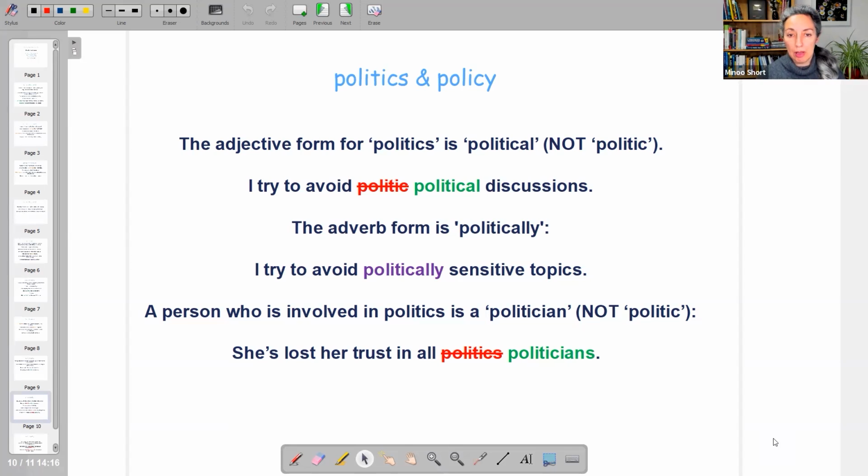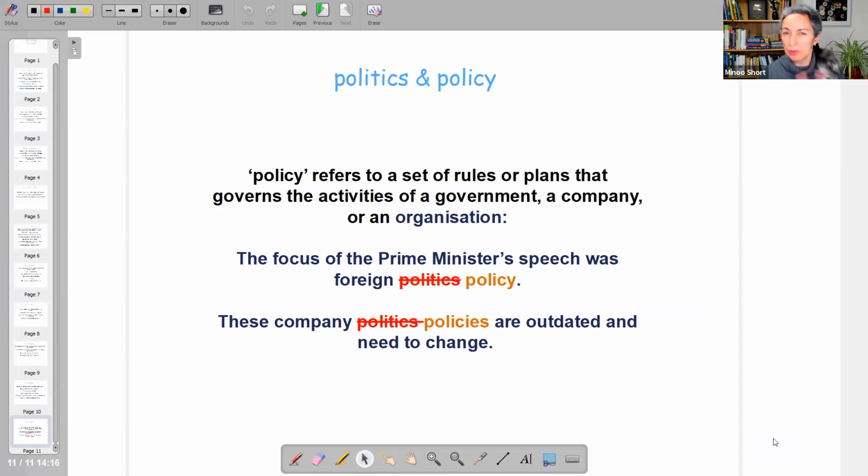And that brings us to the last word, which is policy. What is policy? Policy refers to a set of rules or plans that governs the activities of a government, a company, or an organization. So, for example, the focus of the Prime Minister's speech was foreign policy, not foreign politics. That's the mistake you need to avoid. Or these company policies, not these company politics. These company policies are outdated and need to change.